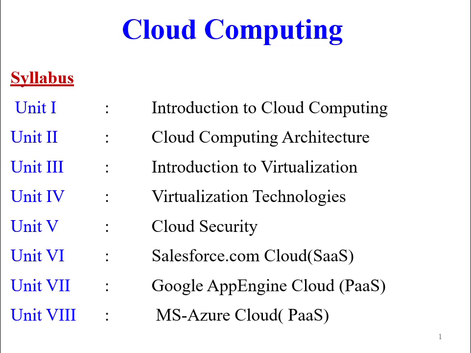Cloud computing is a form of distributed computing. Cloud computing is internet-based technology. Cloud computing is a 543 formula: 5 characteristics, 4 infrastructure models, and 3 services. Cloud computing architecture is a structure which comprises the software and hardware components and connections among them.